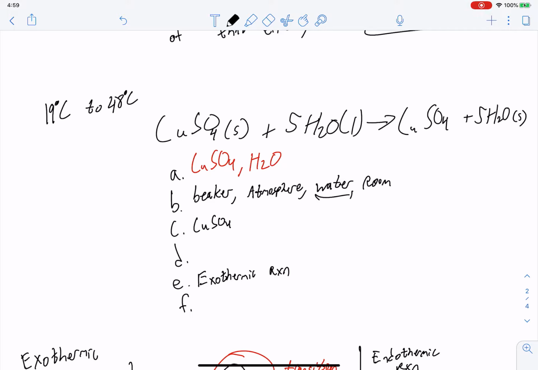So what will you feel if you touch the beaker? It's hot. Burn. All right, it's going to burn because the temperature went up dramatically. And the system, the beaker, has all of the temperature. So E is exothermic, right? Energy is being released. The temperature of the water in the beaker is going up. And then letter F, what evidence do you have that heat is transferred to the surroundings from the products of the reaction? So we have the temperature change.